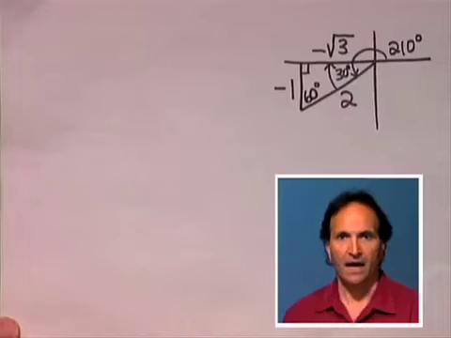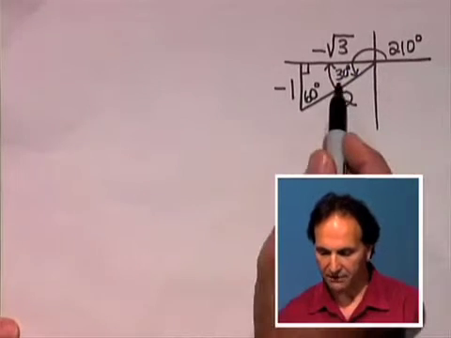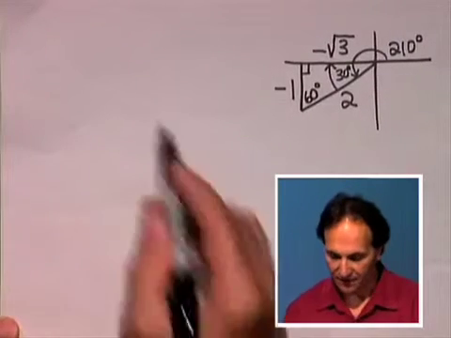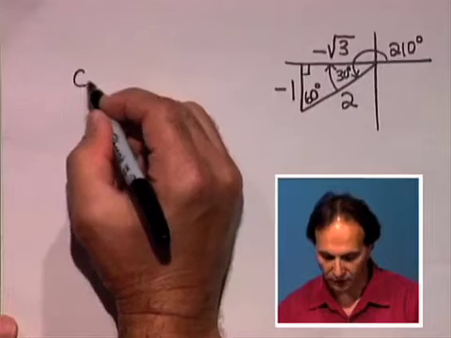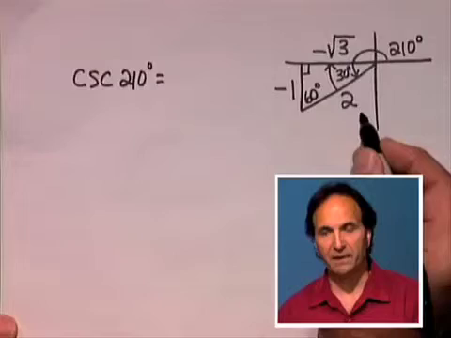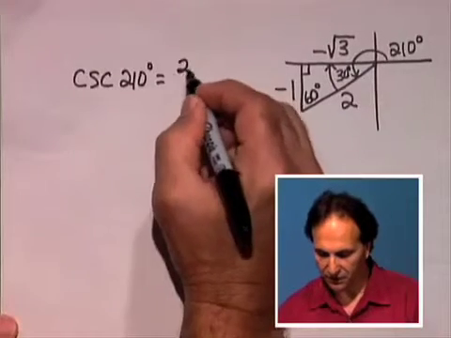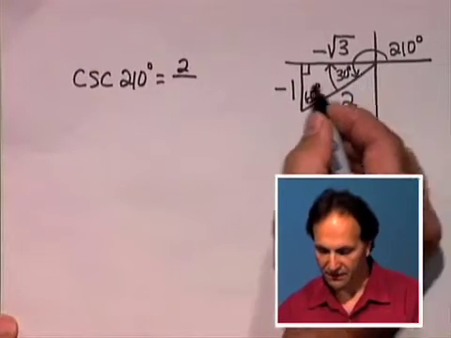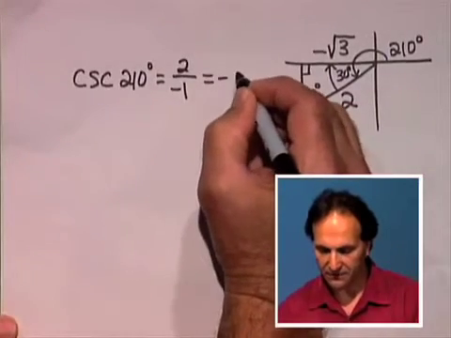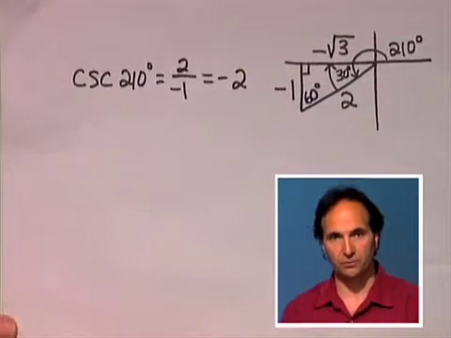Let me bring in a clean sheet on which we'll find the other 3 trig functions. I've recreated the drawing, and we can see that I have my 210 degrees, my 30-degree angle, and my right triangle with the corresponding sides. So now let's find the cosecant of 210 degrees. That would be equal to the hypotenuse, which is 2, divided by the side opposite, which is -1. So the cosecant of 210 degrees is -2.